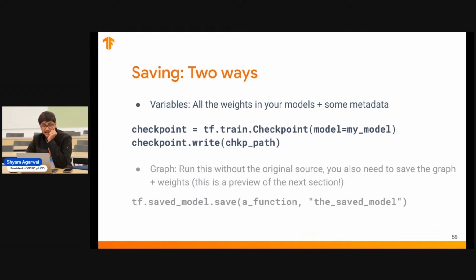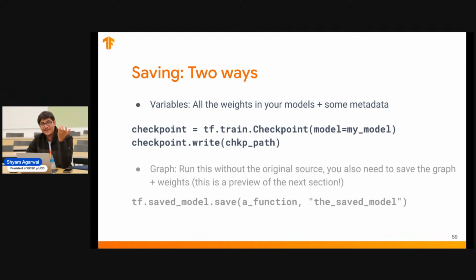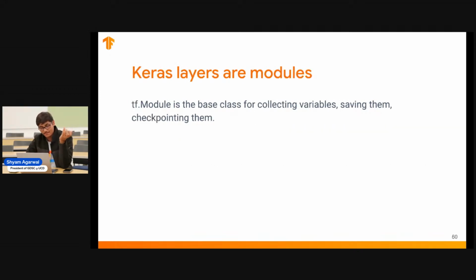But basically, the idea over here is that all the weights in your model and some metadata, which is usually the time at which those weights were obtained, can be saved here. All right. And obviously, I don't think I need to justify why you would want to save them, so that you can use them in future, right?